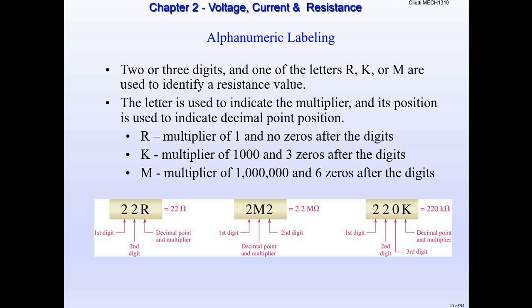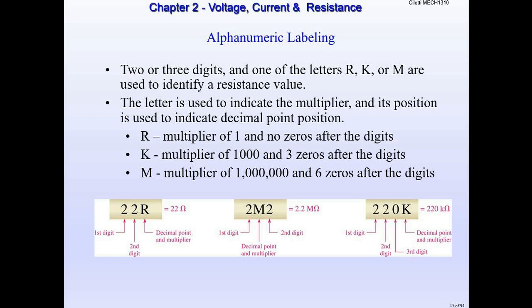Then if the letter is in between two digits, it's a decimal point. All right, so let's look at the middle example here. We have a 2M2. So that's a 2.2 mega ohm. How do we know it's mega? The M is for mega, and that's 1 million. So that's why it's 2.2 mega ohms. If that was a K, it'd be 2.2 kilo ohms, but it's an M, so it's 2.2 mega ohms.